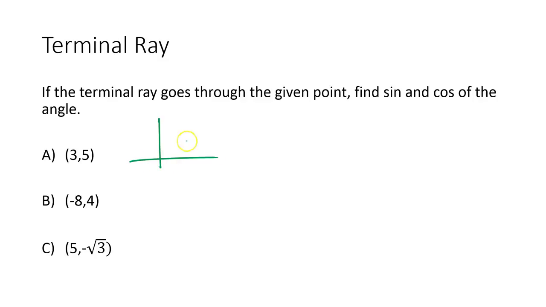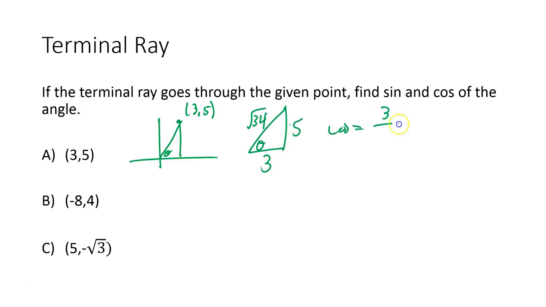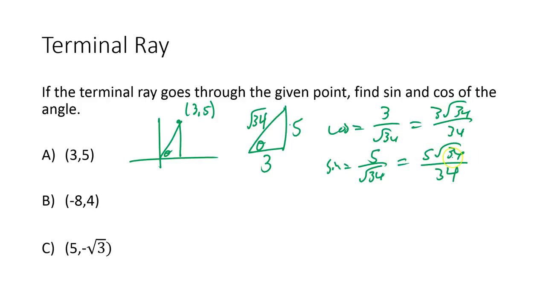All right, 3, 5. Here's 3, 5. So that gives us a right triangle with 3 here and 5 here, because the 5 is the y-coordinate. So this would be 25 and 9 is 34, root 34. And here's our theta, adjacent to the x-axis. So cosine would be 3 over root 34, which is 3 root 34 over 34. Sine would be 5 over root 34, which is 5 root 34 over 34.